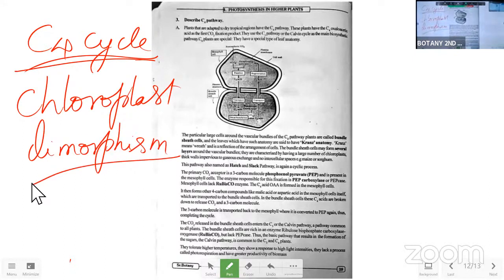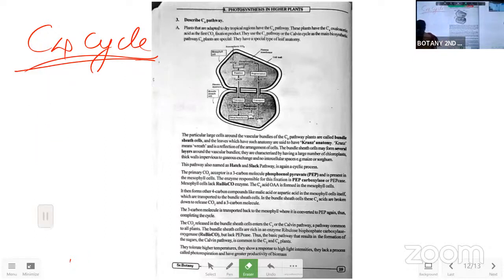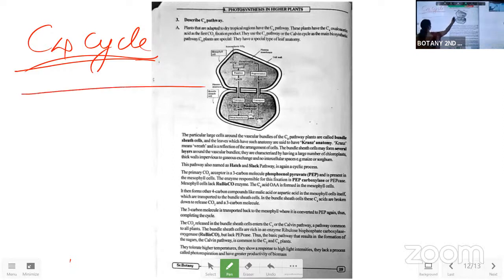What is meant by chloroplast dimorphism? Two types of chloroplasts are seen in the leaf: the mesophyll chloroplast and the bundle sheath chloroplast. The C4 cycle occurs in these two chloroplasts. It starts first in the mesophyll chloroplast, goes into the bundle sheath chloroplast, and again comes back to the mesophyll chloroplast. We can explain this like this.